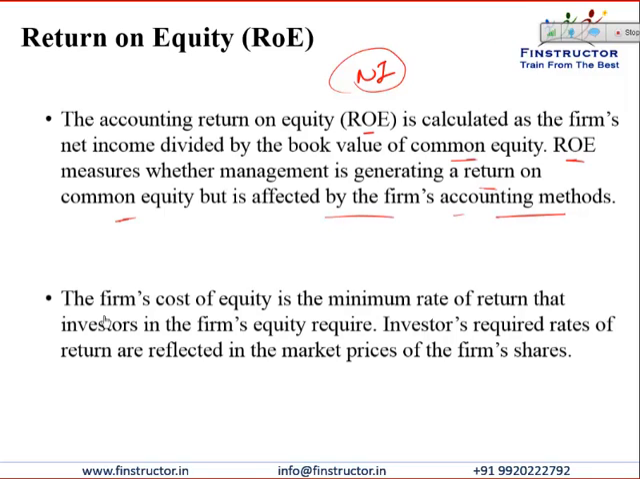The firm's cost of equity is the minimum rate of return that investors in the firm's equity require. So investors' required rates of return are reflected in the market price of the firm's share. So the ROE should ideally be higher than the cost of equity. So the return that the company is generating on the equity should ideally be higher than the cost of equity. If that is the case, then the firm will be valued highly, or the price to book multiple will be high. If the ROE is much higher than the minimum required return, then the price to book multiple will be even higher. If the ROE is much lower than the cost of equity, then the price to book multiple or the market price will not be very high.